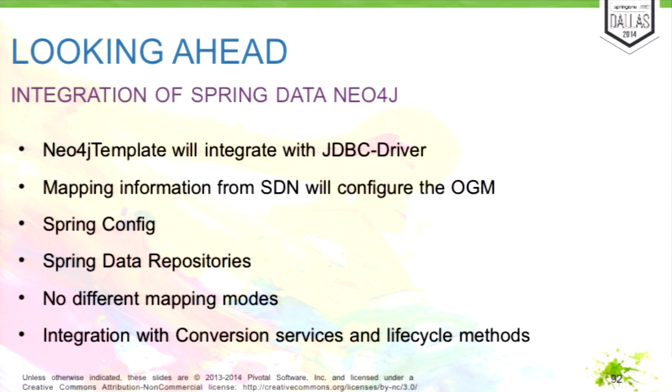So the core of Spring Data Neo4j will be pulled out into a separate object graph mapping library, which is Java only, more or less. And then Spring Data Neo4j sits on top of that and uses it as a library. And so the different mapping modes will go away because there will be no embedded Java APIs anymore. And we can integrate with all the Spring infrastructure that's available, like conversion services, lifecycles, and so on.